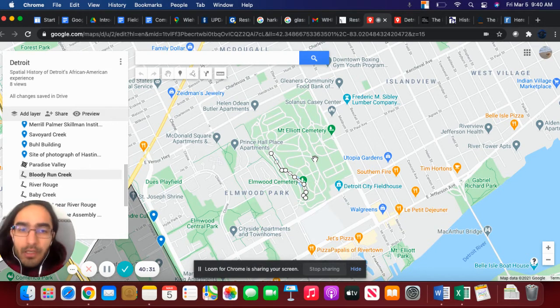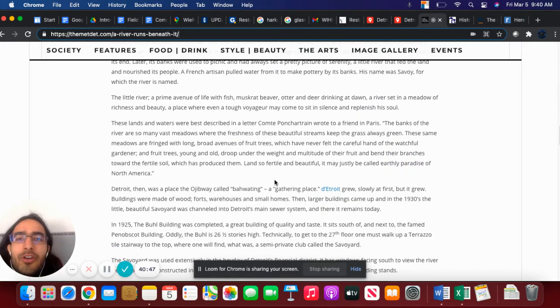Now, the sewage system is usually hailed as a great engineering technology, right? Again, think about modernity. It calls itself this most innovative thing, right? But what it's really doing, when you read the French colonists and the letters of Pontchartrain, is destroying this fabulous ecology of Detroit, the ways in which Detroit fed its people. The landscape was feeding its own, right? All the muskrat, beavers, the fish, the otter, the deer drinking at dawn, the fruit trees that have never felt the careful hand of the watchful gardener.